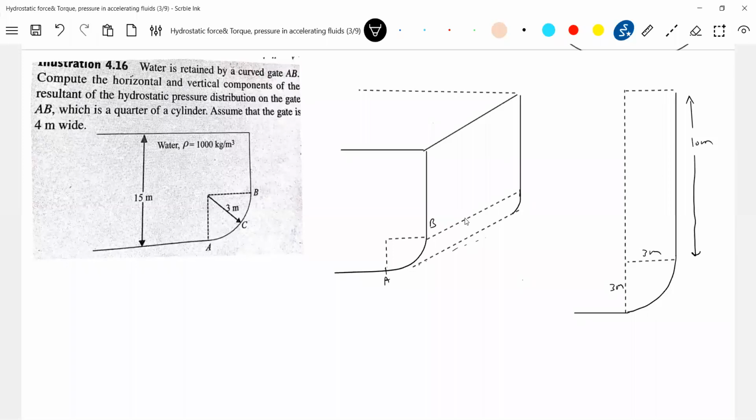You are seeing a plan diagram. He has given this as 4 meter wide, and the 4 meter width is this one. So how will it be? I think from here up to here, it will be a rectangle. So shall we have one rectangular box? This is a rectangular box, and afterward an open quarter cylinder.